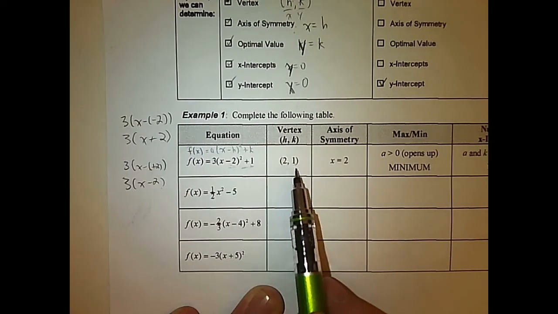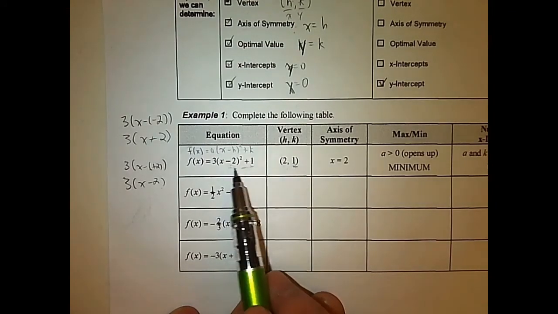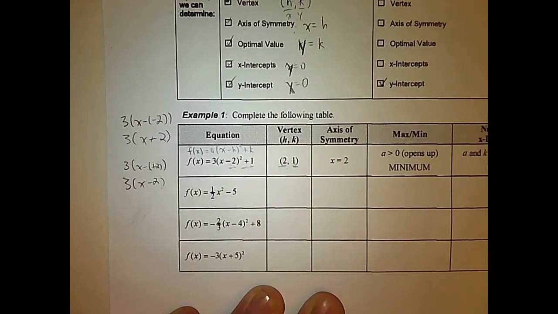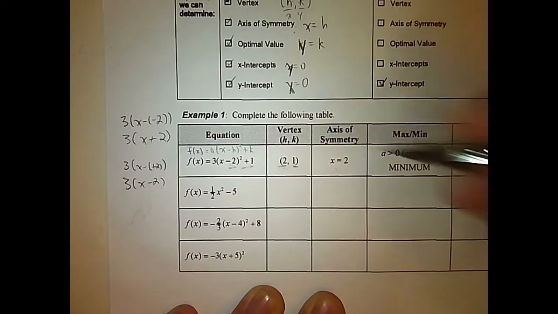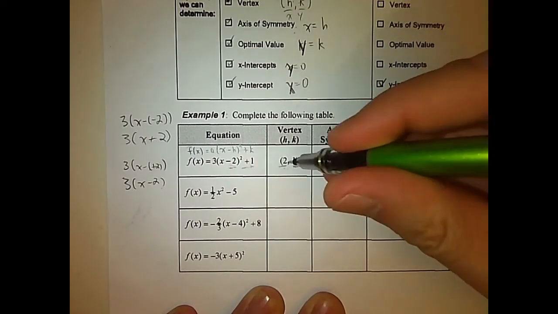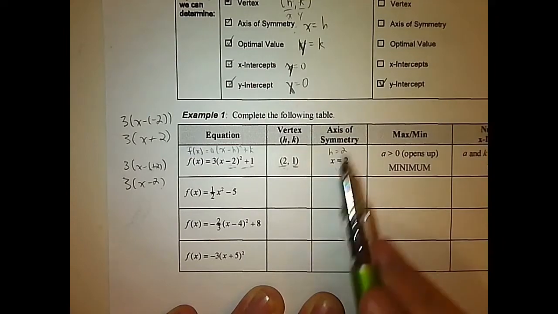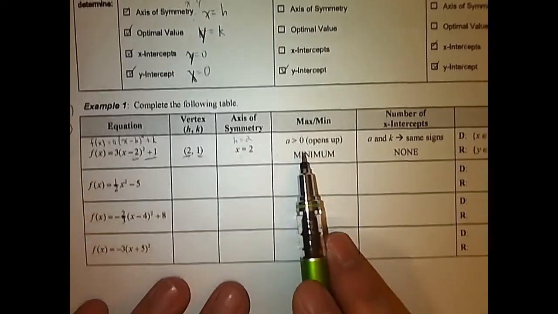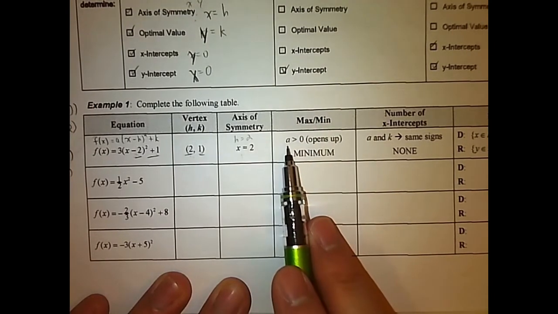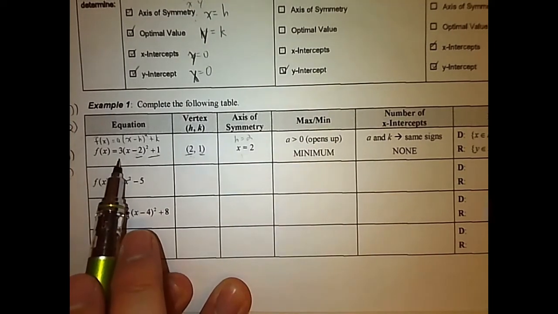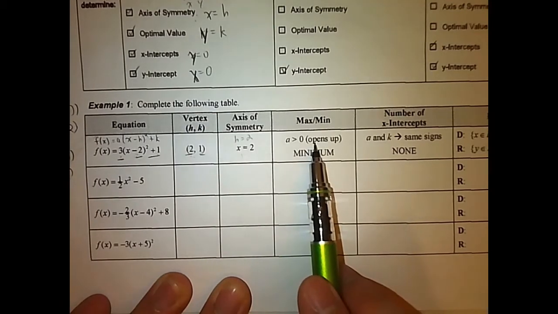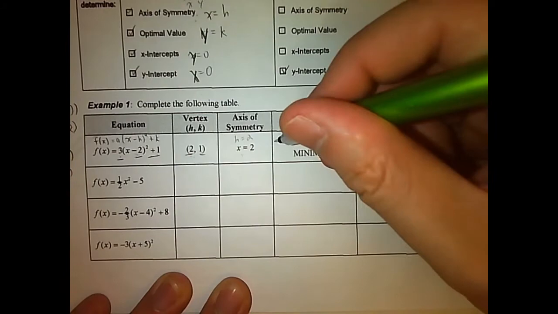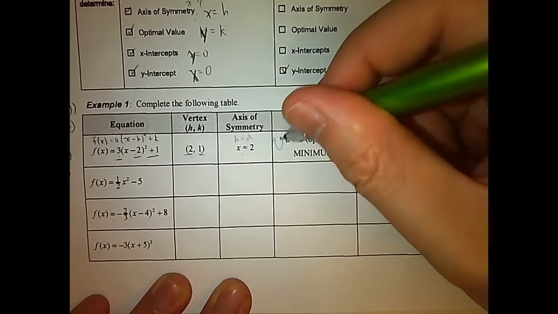So plus 1 for this, it's minus 2, but it's the opposite for the value of x for the vertex, or the h value. So the axis of symmetry is just the h value. H is equal to 2, therefore the axis of symmetry is x is equal to 2. Is there a maximum or a minimum value? Well, look at the a value. In this case, it's 3, which means it's positive, which means it's going to open upwards. If it opens upwards, we have to have a minimum.